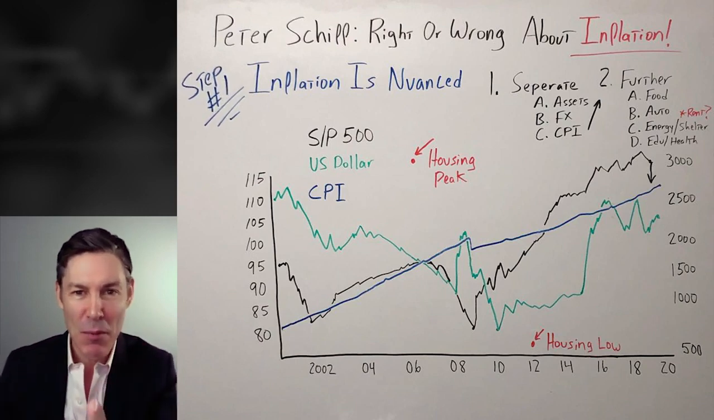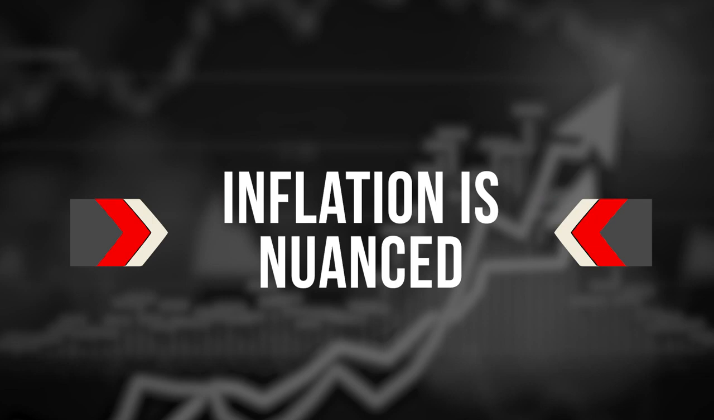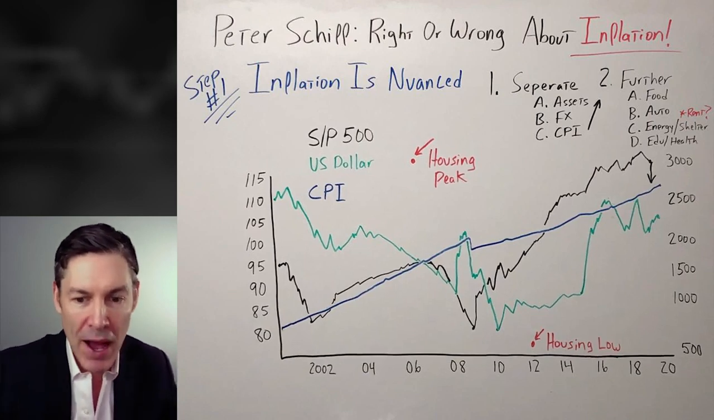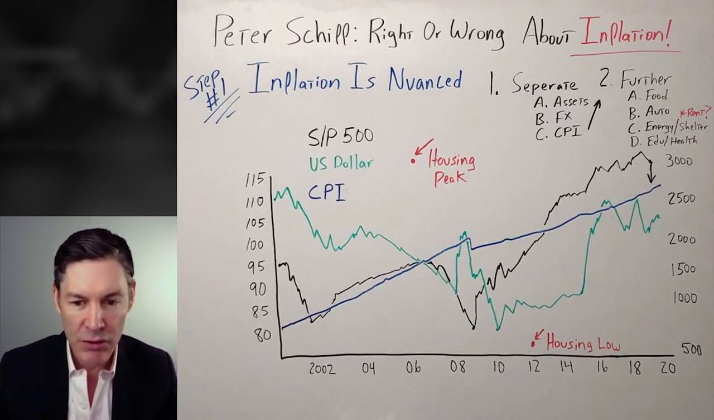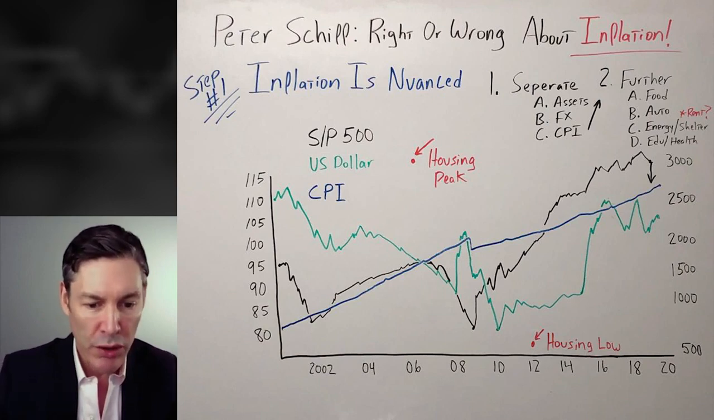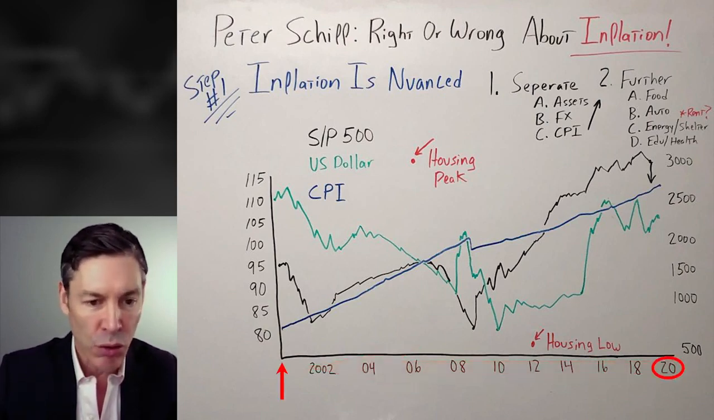Step number one, we have to understand inflation is extremely nuanced. Let's go right to the charts. I've combined three charts together to give you an idea of how this works. It's a little confusing at first glance, but I think you'll understand once we walk through it. It goes back to 2000 all the way to 2020.